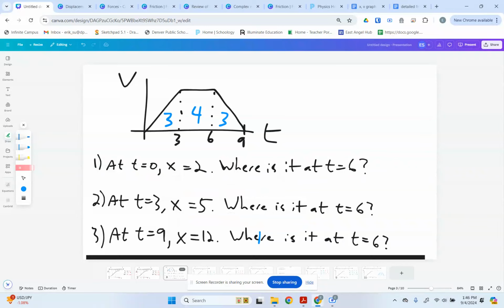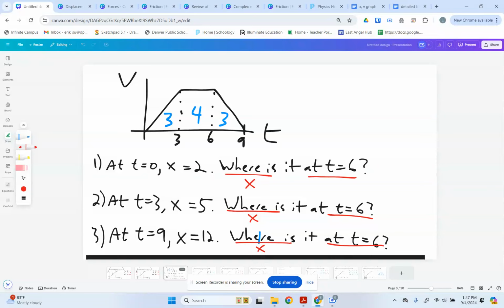Okay. See these 3 questions right here? Let's make sure you understand what I'm asking. Notice I'm asking, where is it at 6? Those are all the same questions. They're all going to have the same answer. I'm asking for each one, what is the position at a specific time? Notice they're all the same questions, and they're all going to have the same answer.